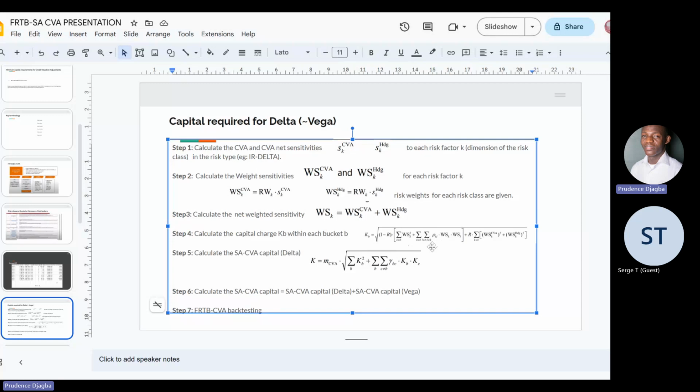This one is across a pair of risk factors. But we can also aggregate them at the bucket level. In case we have different buckets, like different currencies, US dollar, euro, we can aggregate them across buckets by just taking the value that we got from step 4 and aggregating them. We also need a cross-bucket correlation, which is given by gamma BC. Those coefficients are actually given by the regulators, and those are some values.